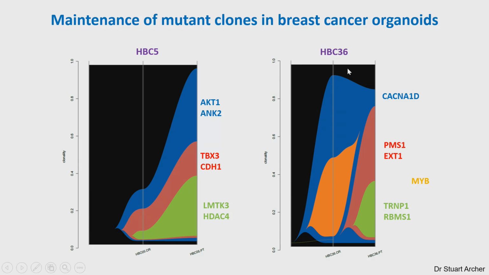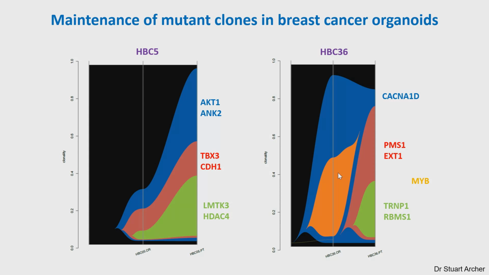When you look at HBC36, on the right-hand side, you can see that we've got 3 distinct clones in the primary tumor that are driven by CACNA1D or PMS1 or TRNP1. When you look at the organoids, you can see that the blue clone is maintained. However, there's the appearance of this orange clone, which is driven by MIB, which was potentially very limited in cell number in the primary tumor, which really suggests in this context that with the growth factors that we are using, it's very likely that we might be able to enrich for specific subclones, or in contrast, lose some subclones that are not going to grow in these conditions.